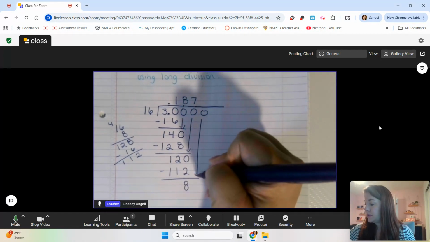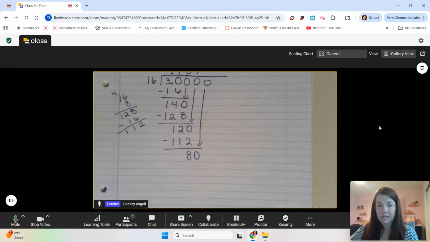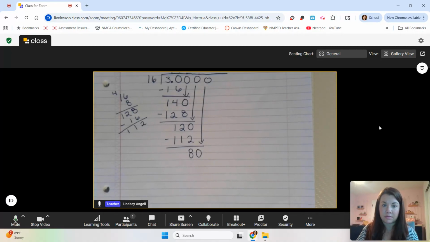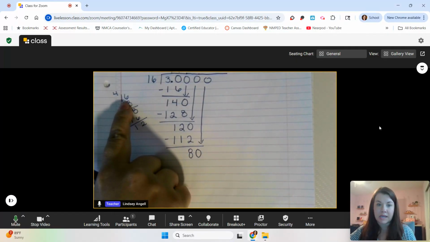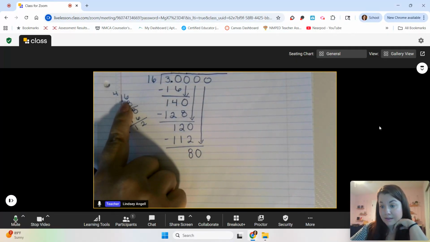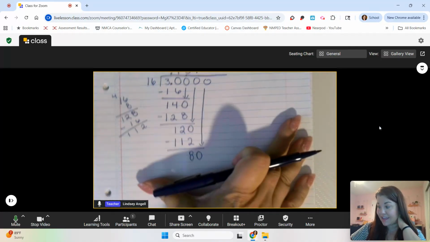Annex another 0, bring it down. 16 going into 80. Well, let's see here. You can estimate, you can think to yourself, okay, well, let's see. 16 times 10 got us to 160, right? 16 times 10 is 160. Half of 160 is 80.